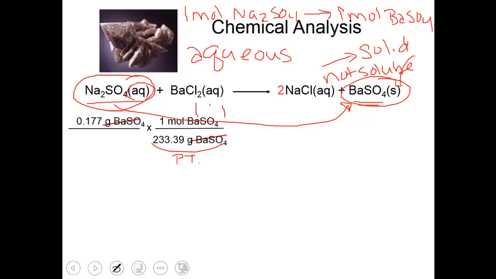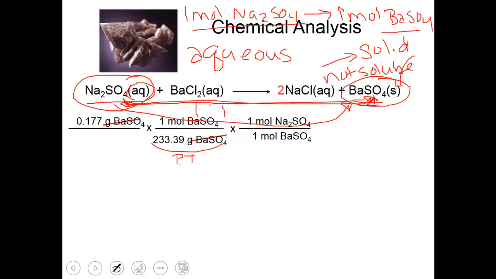And so we can use the balanced equation when we're talking about two different chemicals, and we're going to be looking at this in more detail in chapter 4. If we're looking at two different chemicals, we use the balanced chemical equation to relate one chemical to another. And so as we said up here, 1 mole of barium sulfate, in order to make it, will require 1 mole of sodium sulfate to make it. And so we're going to use this conversion factor, which is called a mole-to-mole conversion factor, to cancel out the moles of barium sulfate. Now we have moles of sodium sulfate.